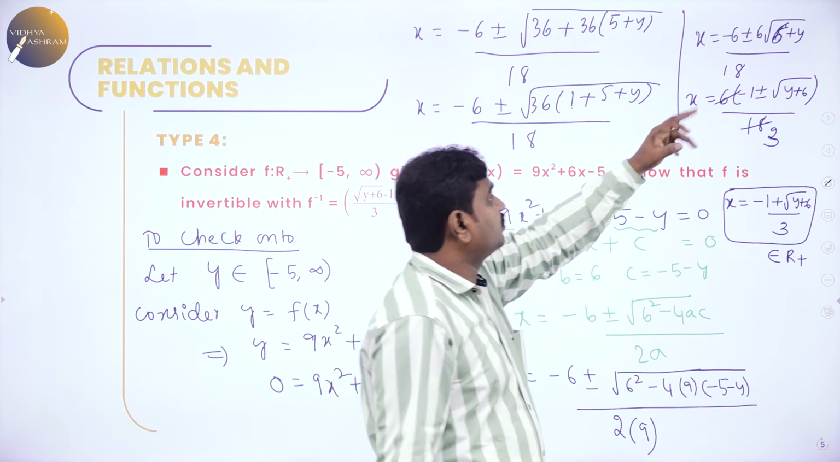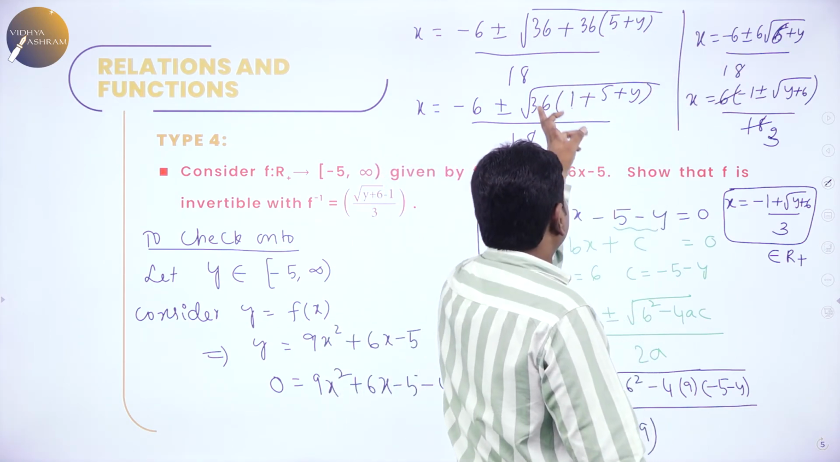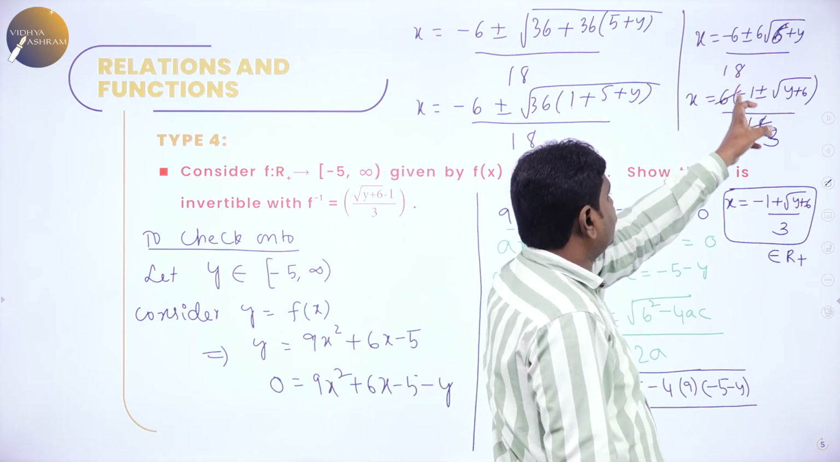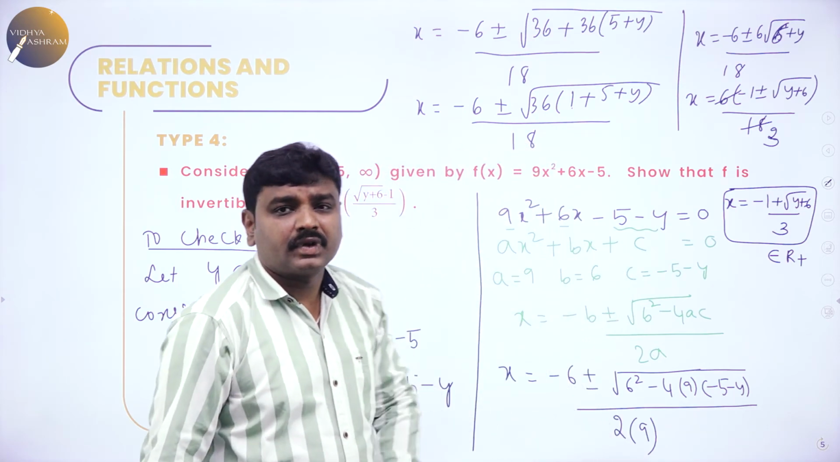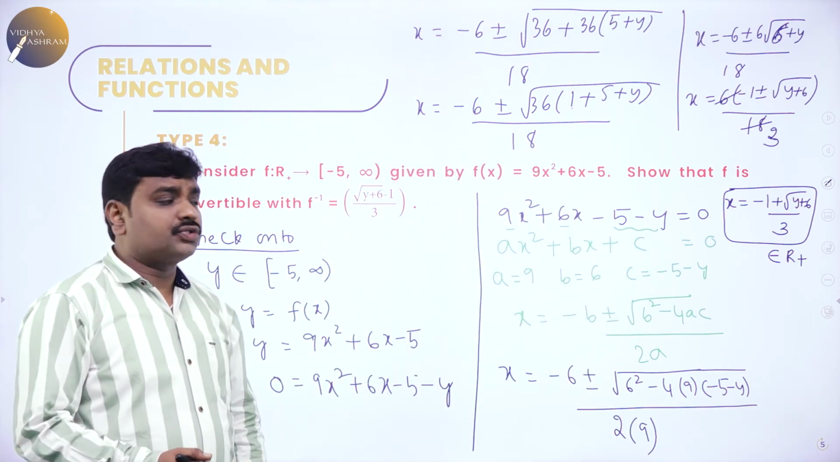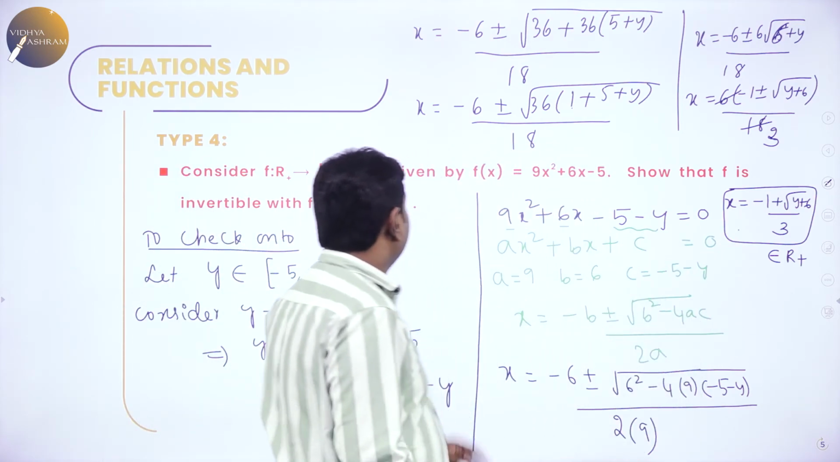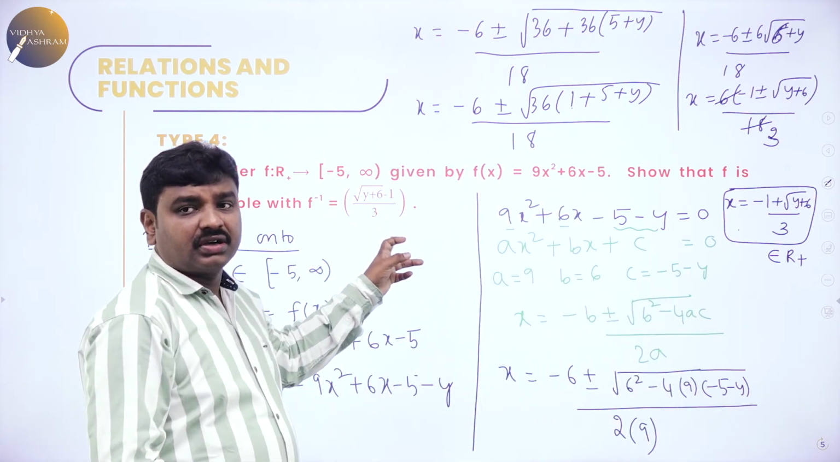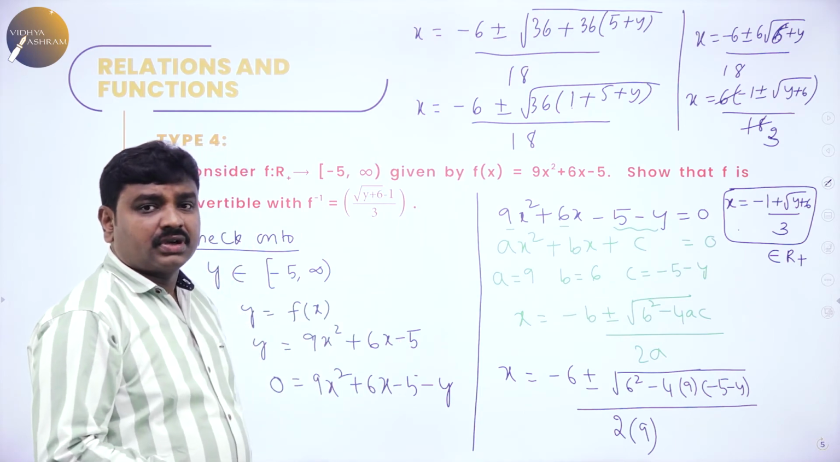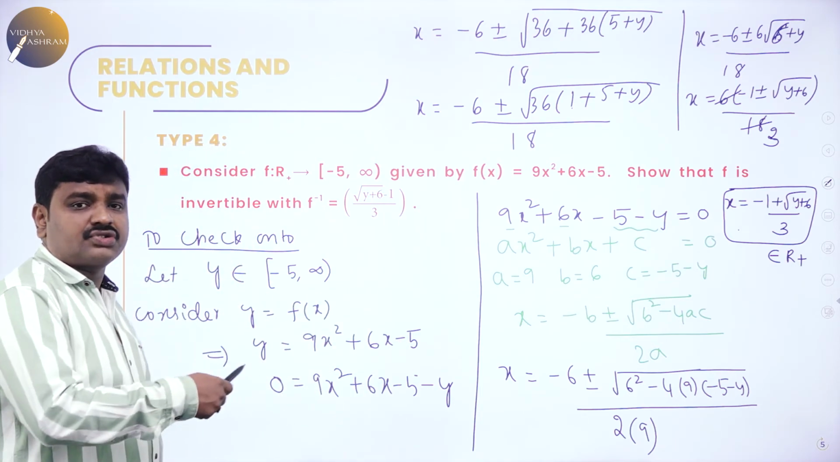1 plus 5 is what? 6. I wrote under the root y, and root 36 becomes 6. Take 6 common, simplify, you will get it. Any doubts? So simplifying this, and this is f inverse y actually, and f inverse y we got what we need. And further we can find inverse. I hope all of you understood this.